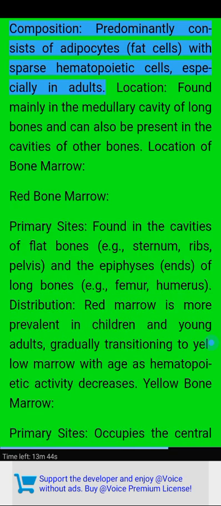Yellow bone marrow. Composition. Predominantly consists of adipocytes, fat cells with sparse hematopoietic cells, especially in adults. Location. Found mainly in the medullary cavity of long bones and can also be present in the cavities of other bones. Location of bone marrow.